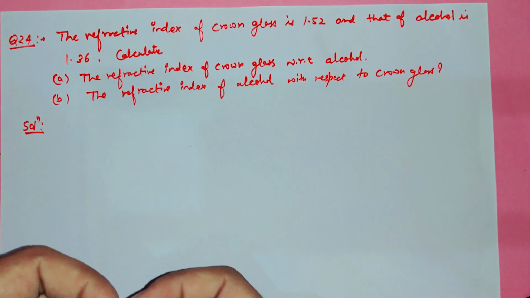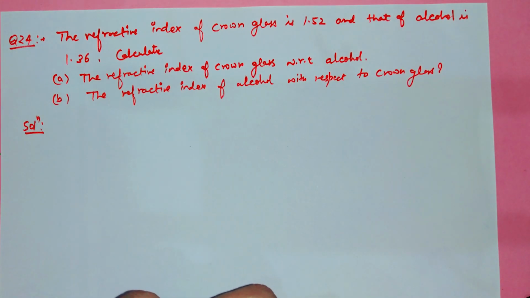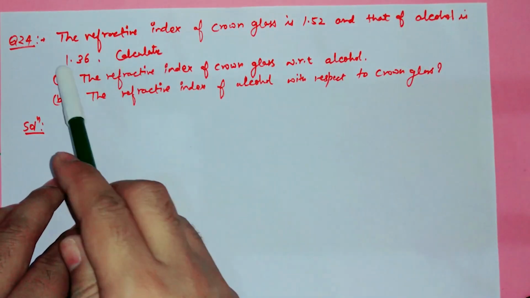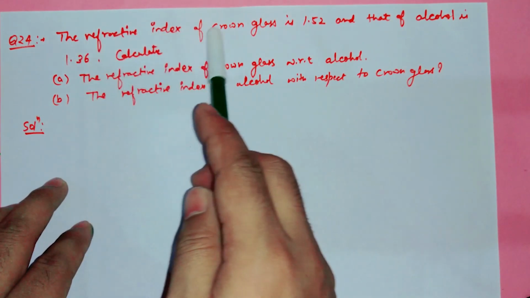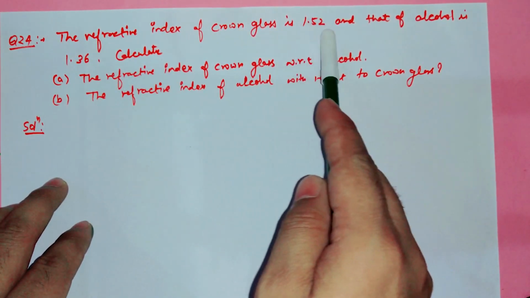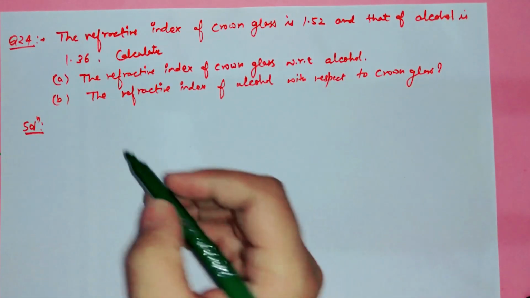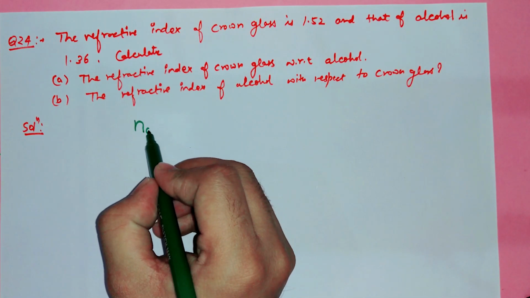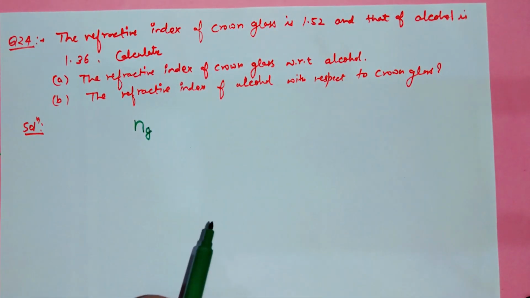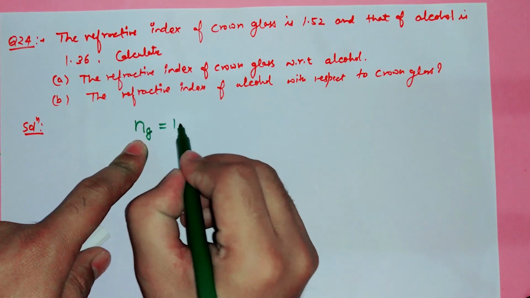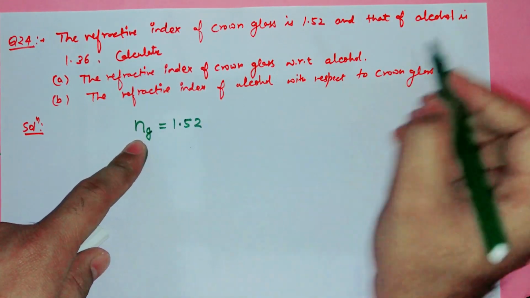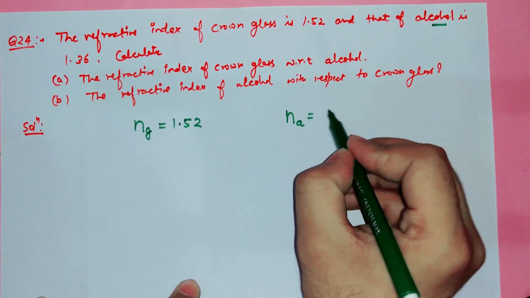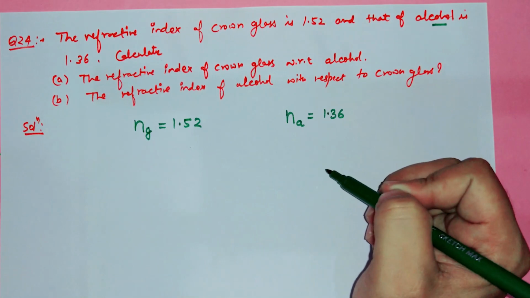Okay, so this is question number 24. The refractive index of crown glass is 1.52 and that of alcohol is 1.36. So the refractive index of crown glass is 1.52, meaning this is the absolute refractive index of crown glass. We can say this is glass. And the refractive index of alcohol is equal to 1.36. Clear?